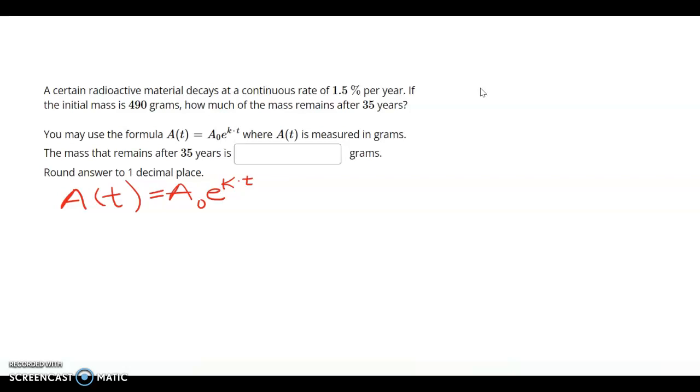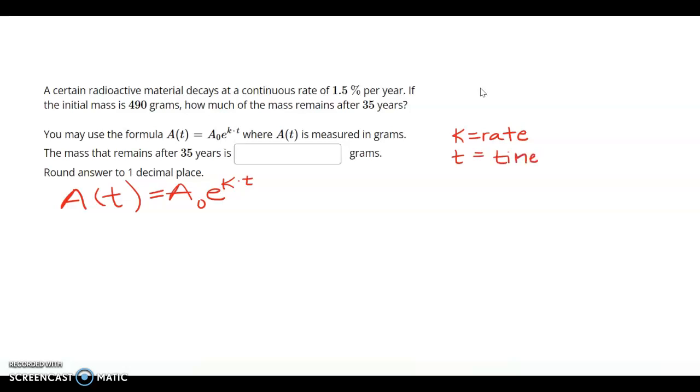So let's look at all these variables first. This A of t on the left is going to be the final amount. A sub 0 means the initial amount. It's like A times 0. And then remember, e is just a number. This is in your calculator, and you'll be able to use that. k is going to be the rate, and t is just the time.